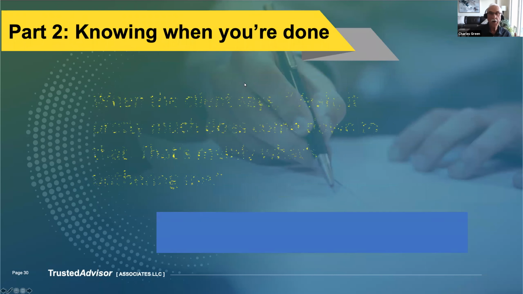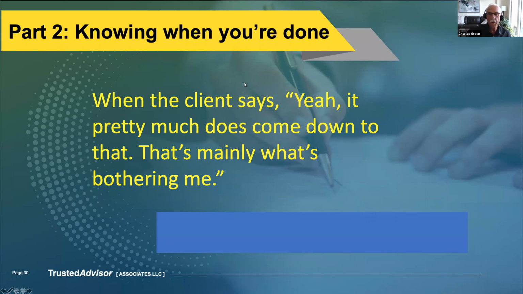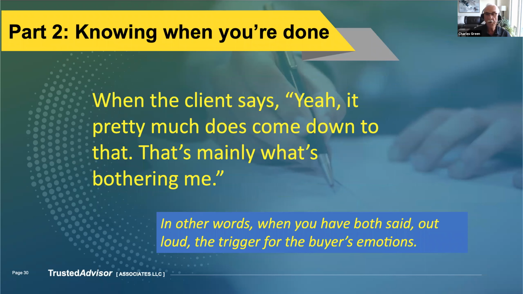So how do you know when you're done with part two? I think when the client says, yeah, pretty much, it does come down to that. Yes, that's mainly what's bothering me. You're right. You'll notice the emotional tone of the way I just said that; they're getting to some kind of resolution. They're getting to accept, yes, this is the connective part of what I'm angry about. That's a lot of progress. In other words, when you have both said out loud the trigger for the buyer's emotions, that's when you know you're done with part two.